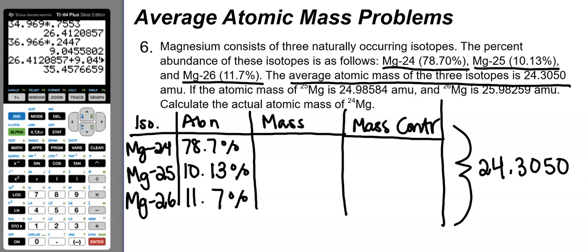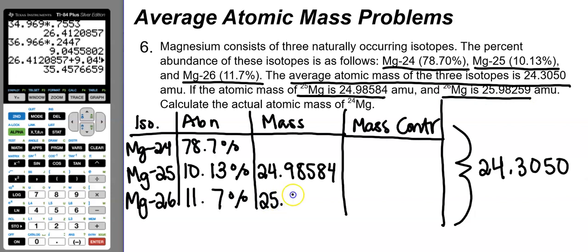Okay, it says, if the mass of magnesium 25 is 24.98584, and the mass of magnesium 26 is 25.98259, calculate the actual atomic mass of magnesium 24.